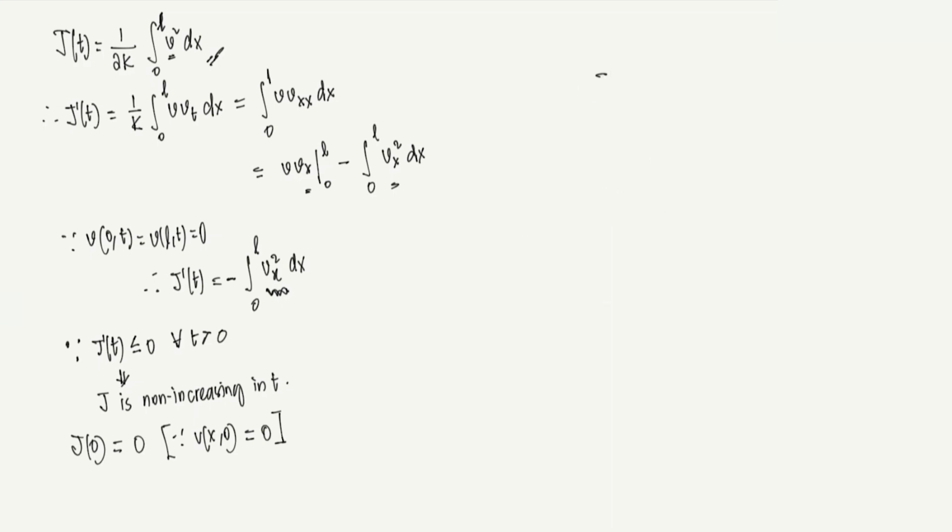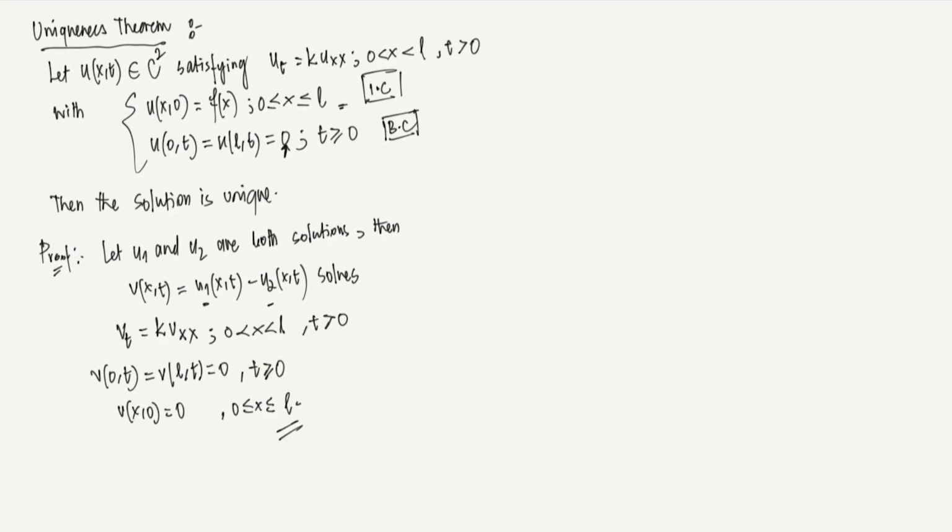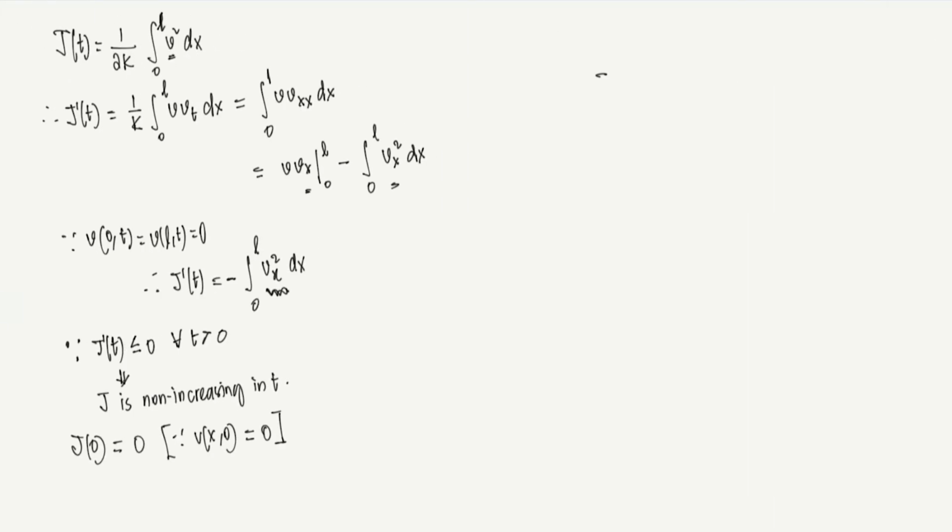Okay. So what do you have? J of 0 is 0 and J is non-increasing in time. What does that say? But again, J is a positive number. That is also true. k is assumed to be positive. Here I should actually write it. I did not write it. k is always assumed to be positive here. So J is always a positive term.